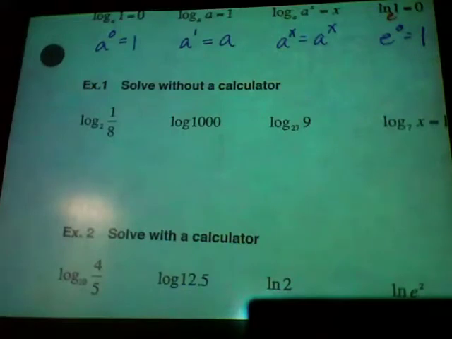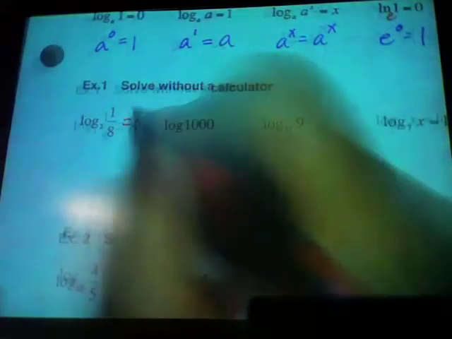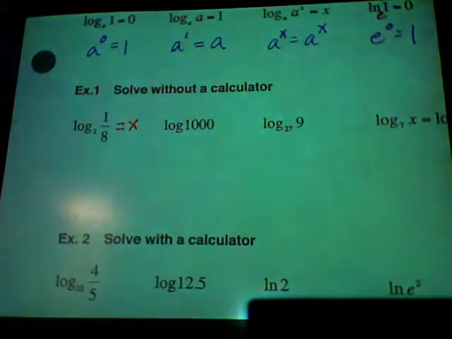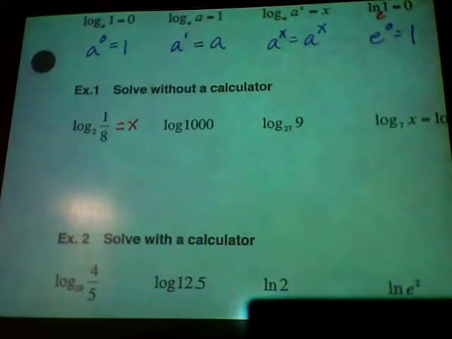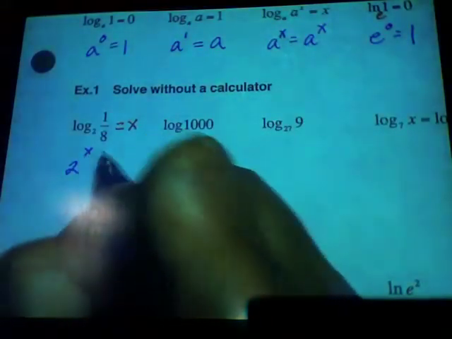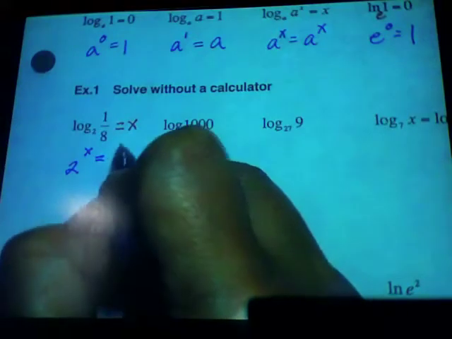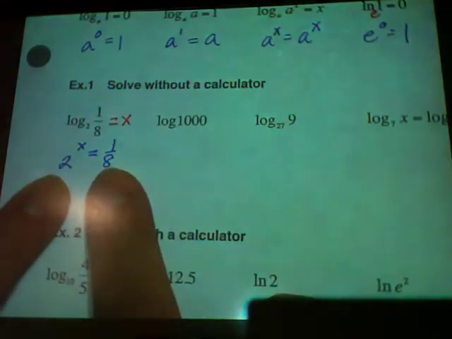Okay? So if I had to find the value of log base 2 of 1/8, I'm going to first set this equal to x. I'm missing a variable, right? Well, what I don't know is the value of that. So let's start off with converting it from its log form to its exponential form. What do you get? 2 to the x equals what? 1/8. Because my base here is 2, can I convert this to a base of 2?